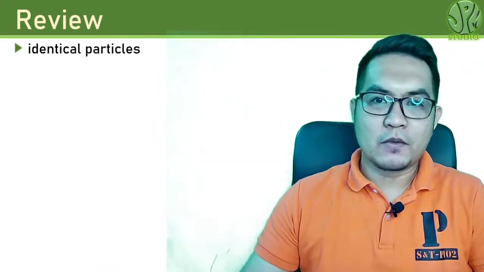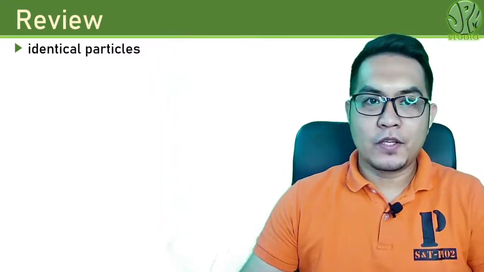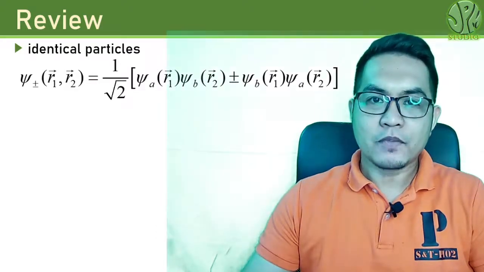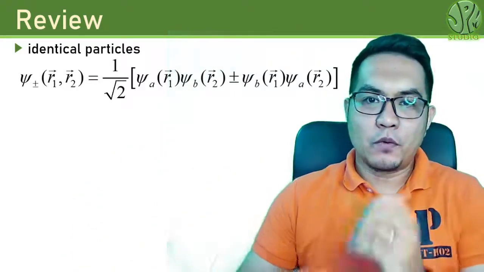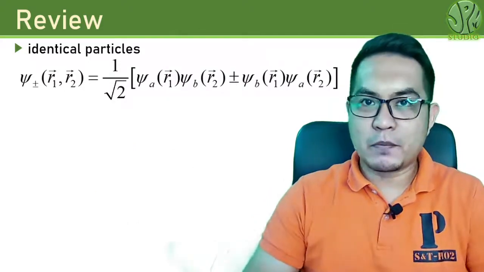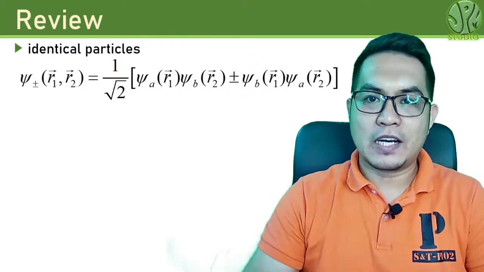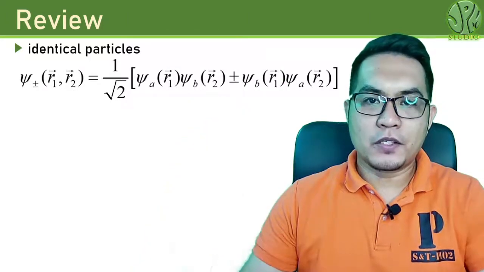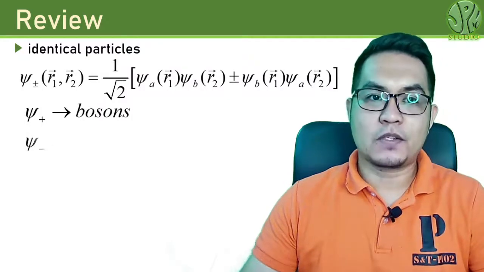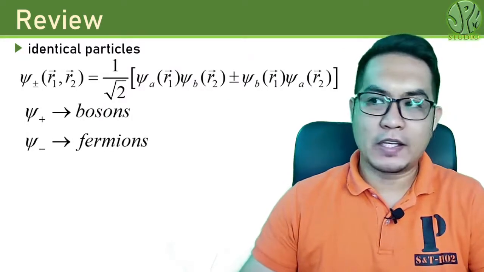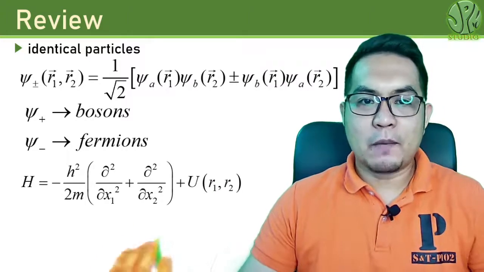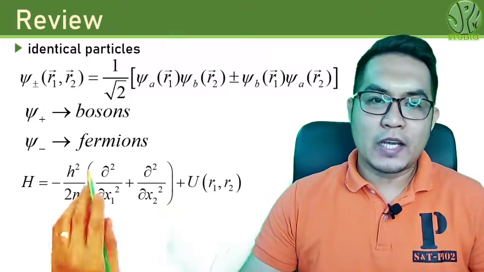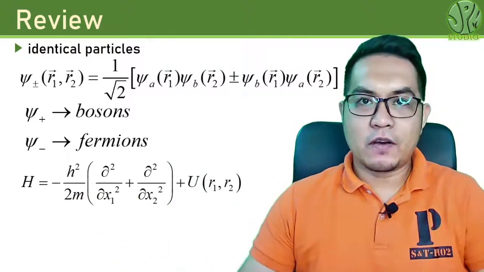In the previous lesson, we discussed identical particles. The wave function for a two-particle system is given by this equation, wherein we take into account all the possible combinations of the states of the identical particles. The plus operation corresponds to identical bosons, and the minus operation corresponds to identical fermions. The Hamiltonian for a two-particle system is given by the total kinetic energy plus the potential energy of the system.